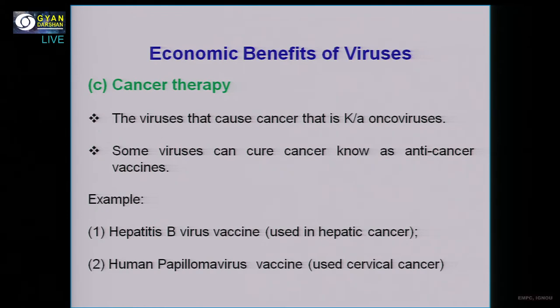And the third one is cancer therapy. Viruses can cause cancer, and these are known as oncoviruses. Some viruses can also help cure cancer, known as anti-cancer vaccines. Hepatitis B virus vaccine is used for hepatic cancer, and human papilloma vaccine is used for cervical cancer. So we can utilize some viruses for cancer therapy.